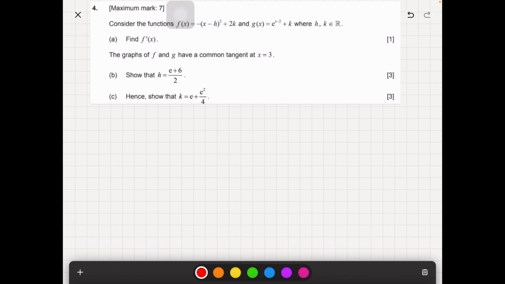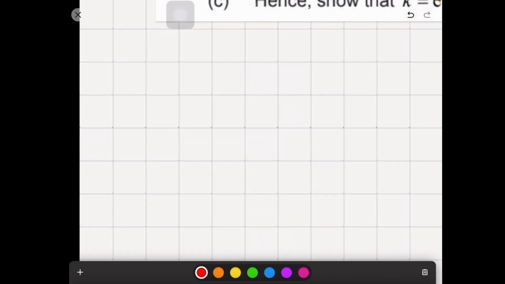Consider the functions f of x equals negative (x minus h) squared plus 2k, and g of x equals e to the x minus 2, plus k, where h and k are real numbers, so h and k are constants, in other words. Part A is to find f derivative of x. So that's easy enough. Let's go ahead and do that.